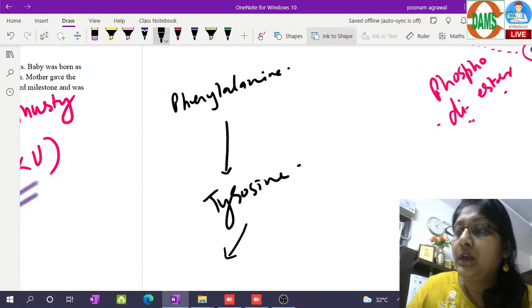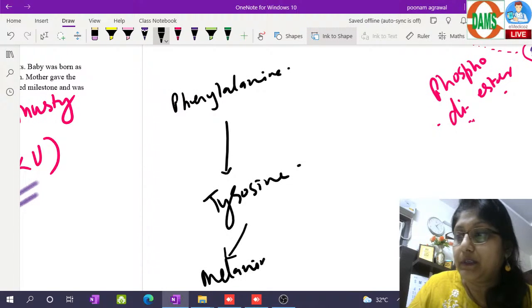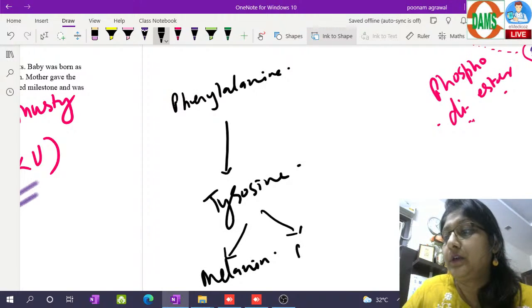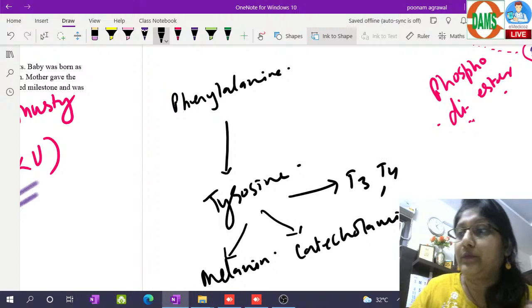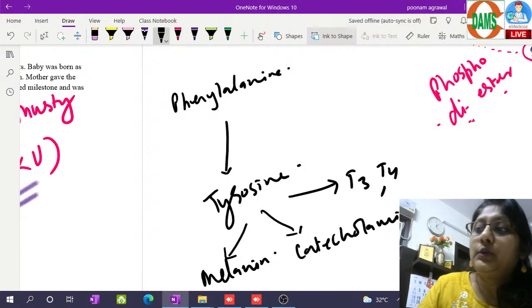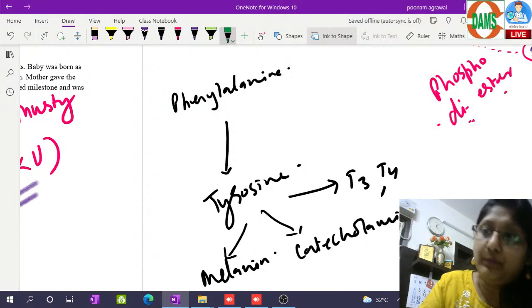And this tyrosine makes melanin. It's a precursor amino acid for melanin formation. It makes catecholamines. It makes T3, T4. So you understand this conversion of phenylalanine to tyrosine is so important.